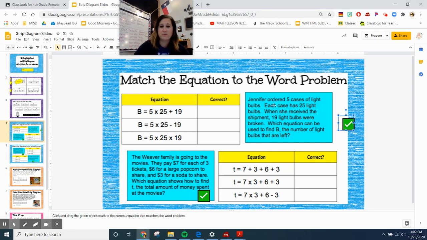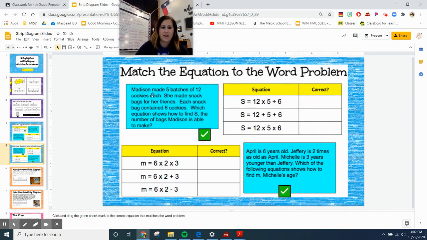So we have 5 groups of 25, which they all show. Well, those 19, we're not going to add them. We're actually going to take them away because they were broken. So our equation is 5 times 25 minus 19. So you're going to drag the check mark to the correct equation on this one as well. And it's the same thing for slide 5. You're reading this word problem and trying to match the equation.